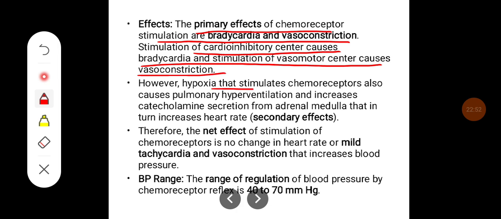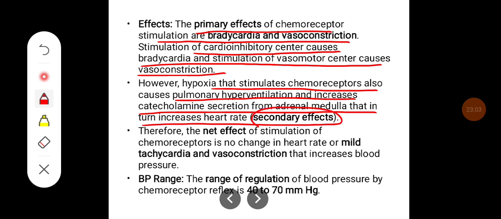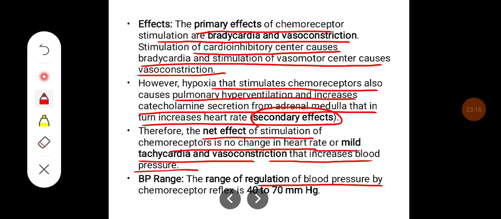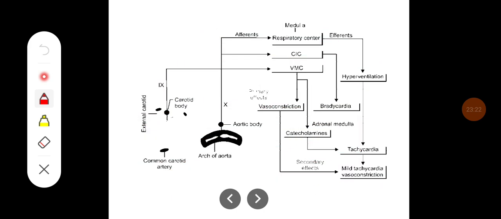However, hypoxia that stimulates the chemoreceptors also causes pulmonary hyperventilation and increases the catecholamine secretion from adrenal medulla, that in turn increases the heart rate. Okay, these are called secondary effects. Therefore, net effect of stimulation of chemoreceptor is no change in the heart rate or mild tachycardia, and vasoconstriction that increases the blood pressure. The range of regulation of blood pressure by chemoreceptor reflex is between 40 to 70 mm of Hg.